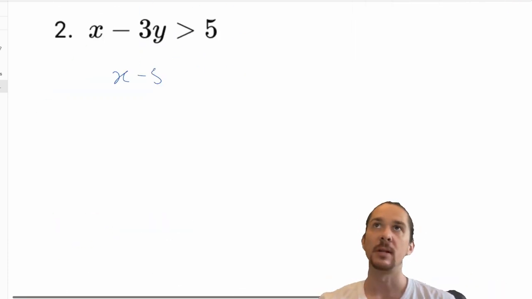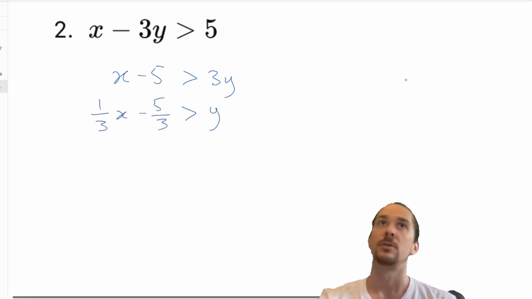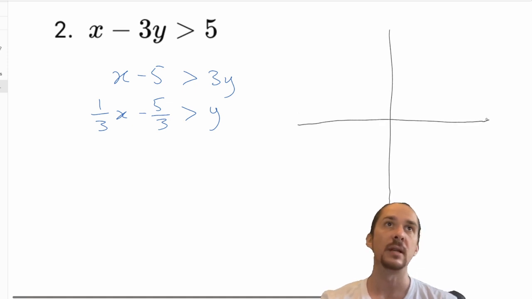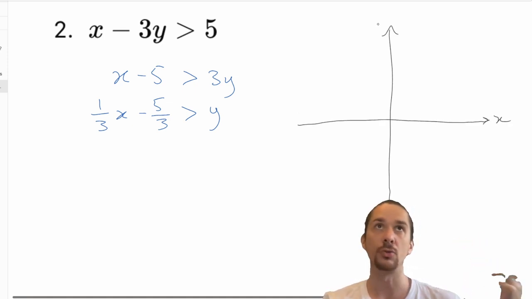In this case, we're going to say x minus 5 is greater than 3y. In other words, y is less than 1/3 x minus 5 on 3. So if we want to graph that, we notice this time we do not have the or equal to. It is y is strictly less than.